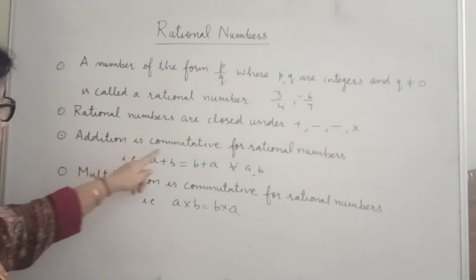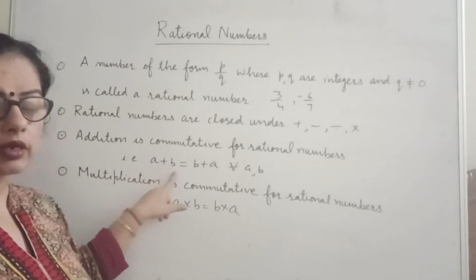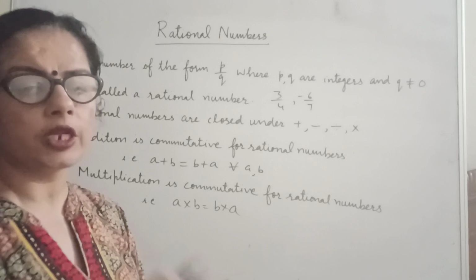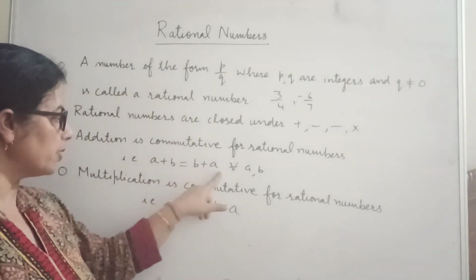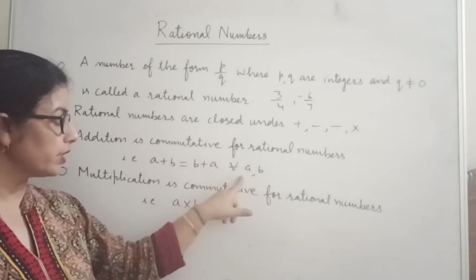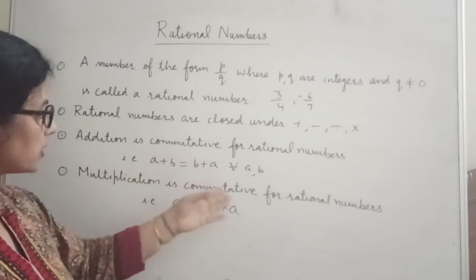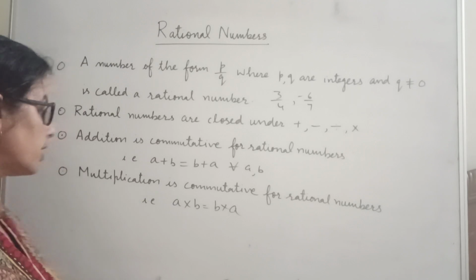Now next is addition is commutative. It means if you are adding two rational numbers and you change the order, the answer remains the same. 3 plus 4 or 4 plus 3 is the same. A plus B is equal to B plus A for all rational numbers A and B. If you have two rational numbers, then whether you add A plus B or B plus A, the result is the same. If you change the order, there is no change in the answer.